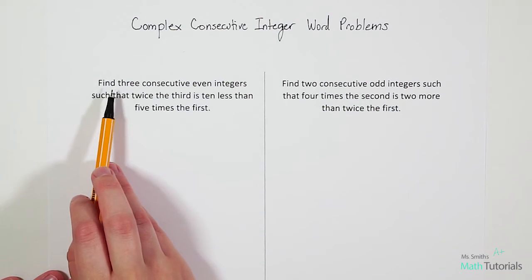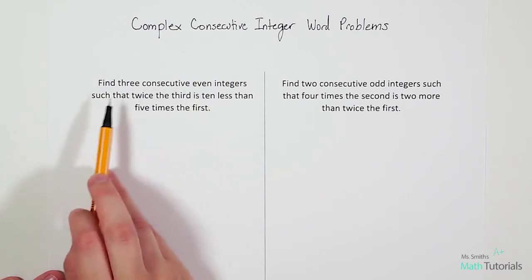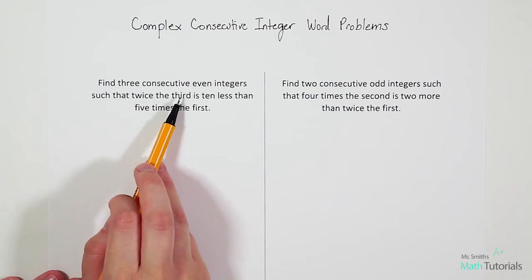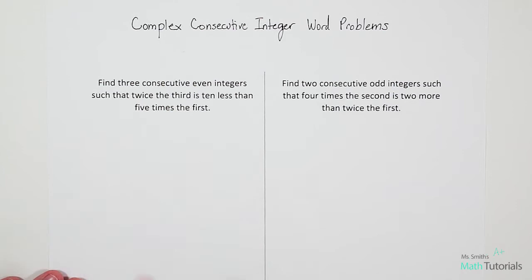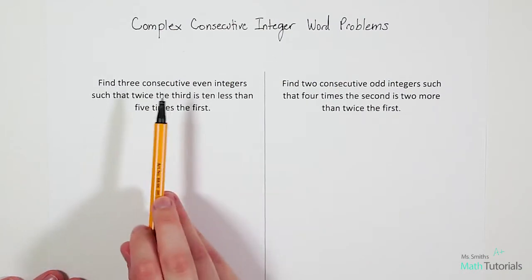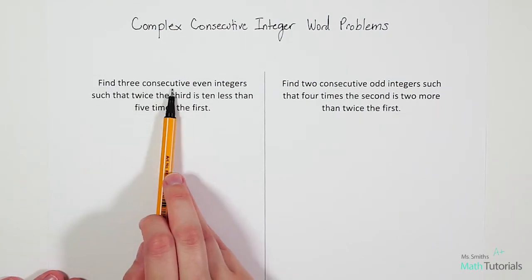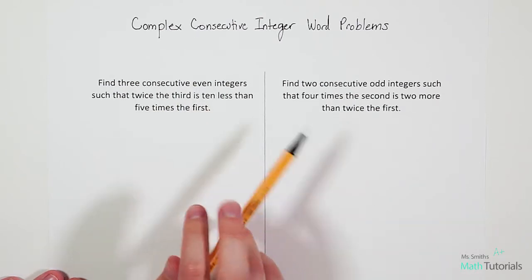In this first example, it says find 3 consecutive even integers such that twice the third is 10 less than 5 times the first. Okay, so there's a lot to break down in that sentence. The first thing that we want to point out is that by the time we get our answer, we should have 3 consecutive even integers. So let's break down what that means.